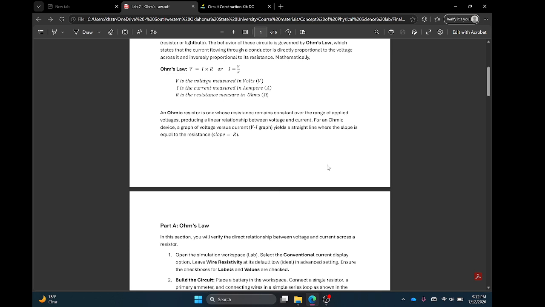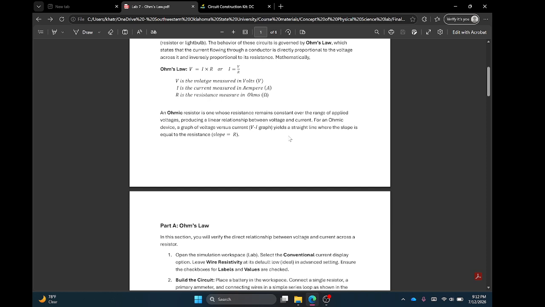And an ohmic resistor is a resistor, or a resistance, which remains constant over a range of applied voltage. What it means is, even if we change the voltage from low voltage to high voltage, the resistance of the material will remain the same.